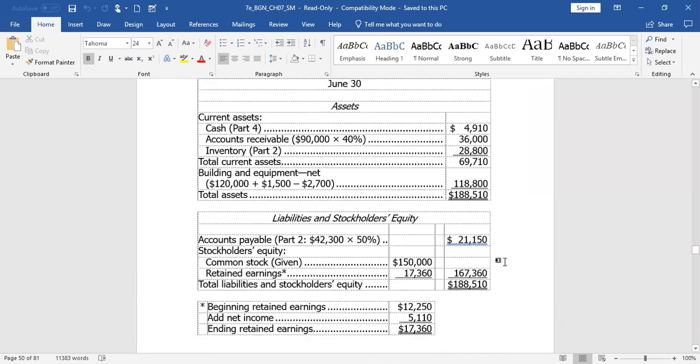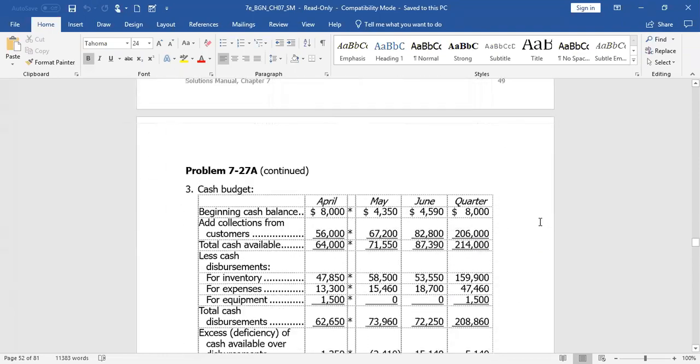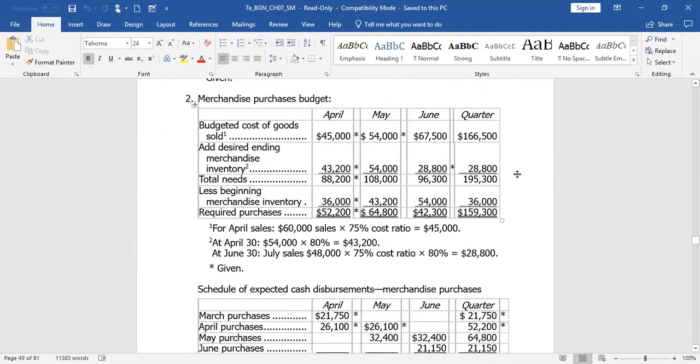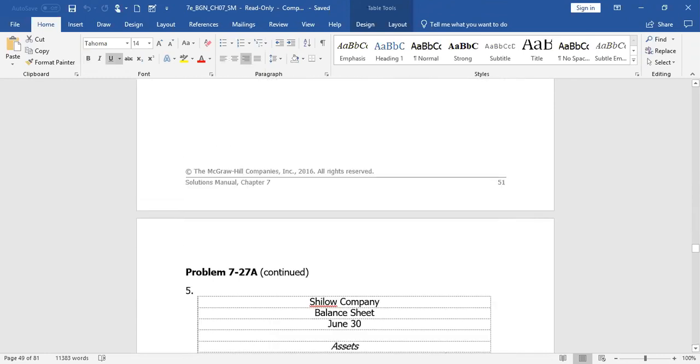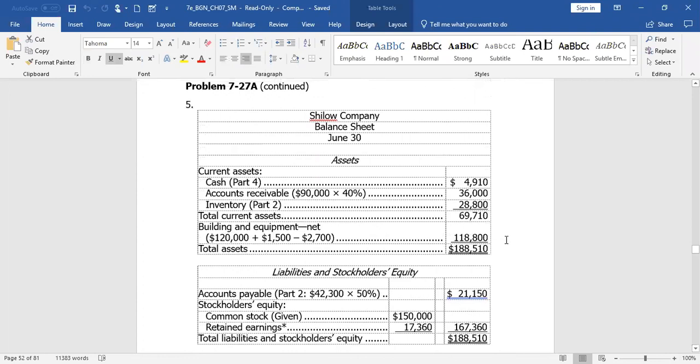So I know I'm kind of flipping around here. Accounts receivable, remember, will be 40% of June sales of $90,000, $36,000. Inventory, we determined already the ending inventory amount up here of $28,800, right there. It's 80% of July's cost of goods sold. So our total current assets are $69,710.